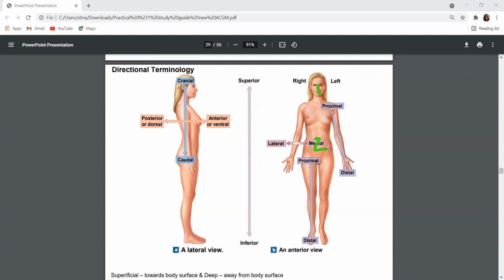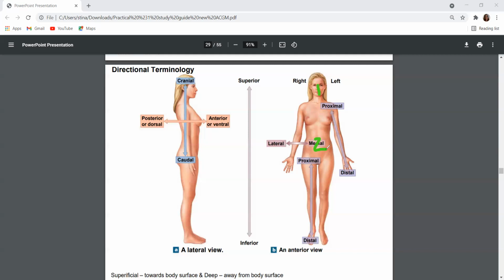Now let's flip. Number 2 is what to number 1? Number 2 is inferior to number 1, or my belly button is inferior to my nose.